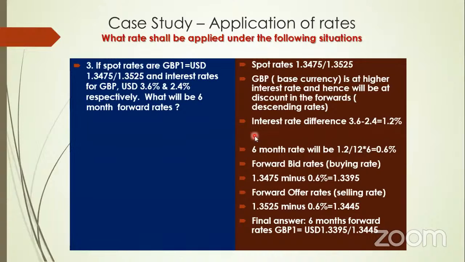Madam's question was very good. Pound sterling versus dollar: pound sterling happens to be the high interest rate currency. You have to look at the interest rate. Then it is a discount. Discount means go on minusing. Premium means go on adding. Up to this understood or not? Now you wait for the fourth question.